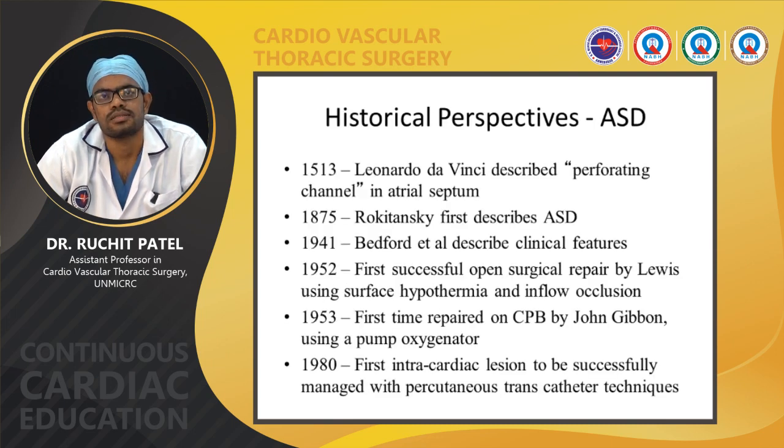In historical aspects, Da Vinci first described a perforating channel in the atrial septum around 700 years back, and the first description of ASD was done by Rokitansky, with clinical features described by Bedford in 1941. The first successful open surgical repair of ASD was done by Lewis using surface hypothermia and inflow occlusion. Use of cardiopulmonary bypass for ASD repair was done by John Gibbon in 1953, using a pump oxygenator. ASD is the first intracardiac lesion that was successfully managed with transcatheter techniques.